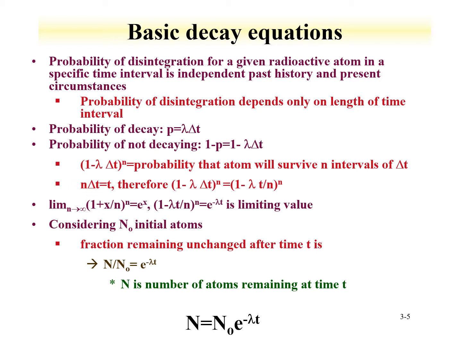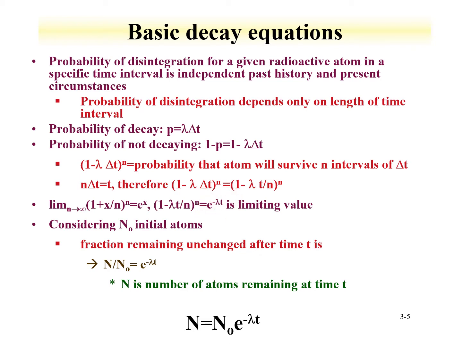That's our total time. Therefore, (1 minus lambda times delta t) to the n is just equal to (1 minus lambda t divided by n) to the n. Again, n is the number of intervals, and t is the total time. Let's take the limit as n goes to infinity. (1 plus x divided by n) to the n is just e to the x. If we have (1 minus lambda t divided by n) to the n, well, that equals e to the minus lambda t. This is our limiting value.